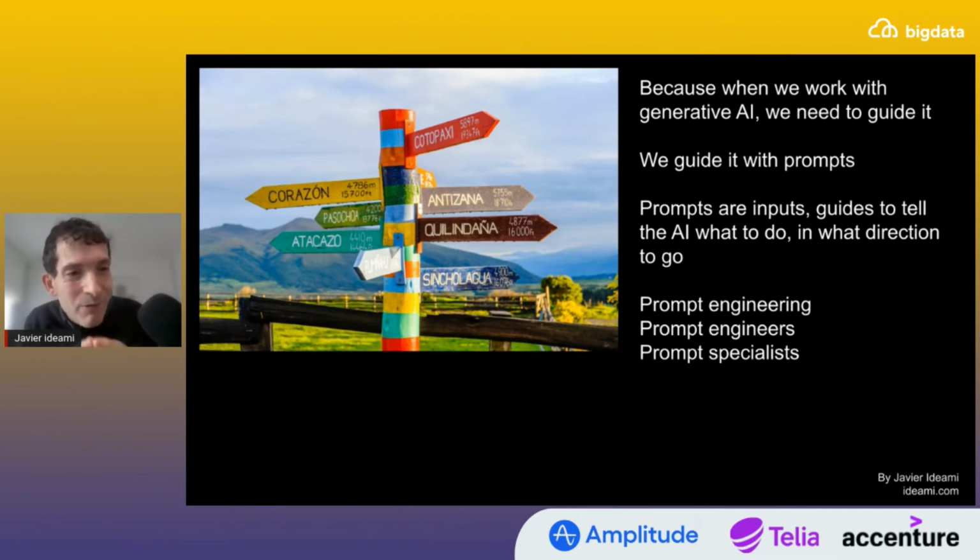Because when we work with generative AI, remember, current deep learning is basically mastering System 1, not System 2. So we still need to guide it, and we guide it with prompts.